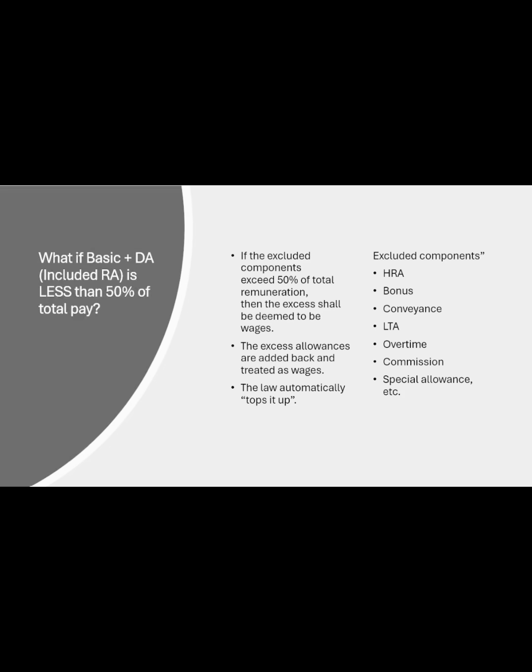So if your basic plus DA including RA is less than half of your total salary, then the extra allowances will be added back to your wages for the calculation of the statutory benefits. Many employers keep the basic low and pay a large portion as an allowance, which reduces the gratuity and bonus payments. So the 50% rule ensures that half of your total remuneration will be treated as total wages, and the gratuity and bonus will be calculated based on that.